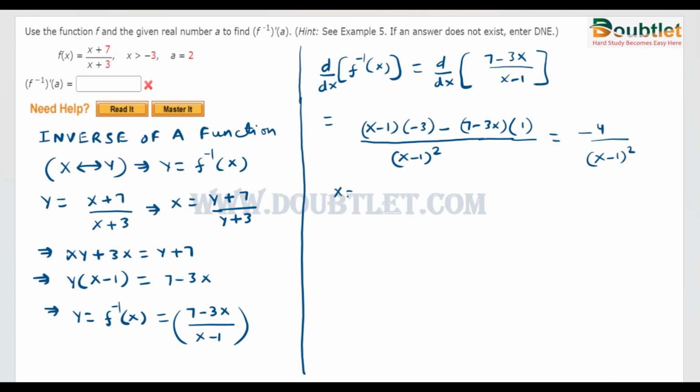Now if we put x = 2, then we can get the value of f inverse dash 2, then it will be -4 divided by (2 - 1) whole square. So basically the value of this derivative of the inverse function is -4 at x = 2. So we will write -4 here. So this is one of the methods.